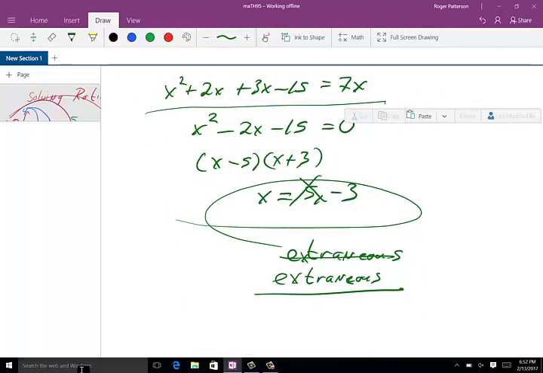I don't know how many of those you're going to get. You might not get any, but it could happen. So in that case, you want us to write extraneous? I just want you to pitch the 5. Okay. Pitch the 5 and realize that the negative 3 is the only solution.